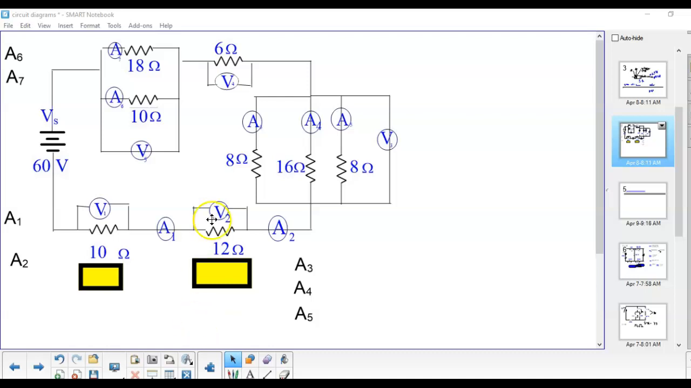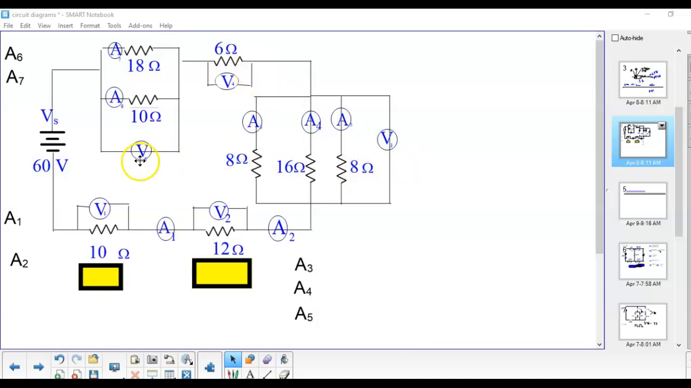So I see here we have 10 ohms plus 12 ohms. They're in series, so we add them together. And we come to our first parallel part. 1 over 8 plus 1 over 16 plus 1 over 8 equals, and then 1 over that value gives you a resistance of 3.2.